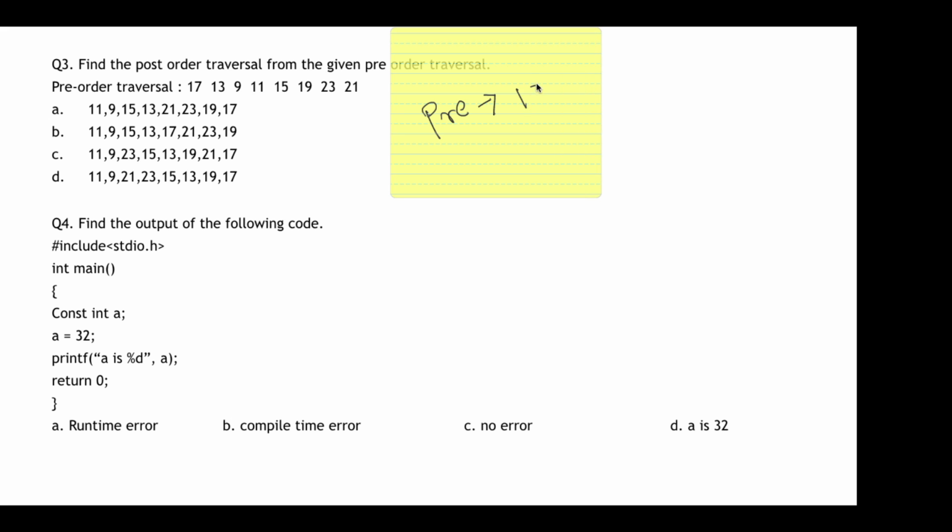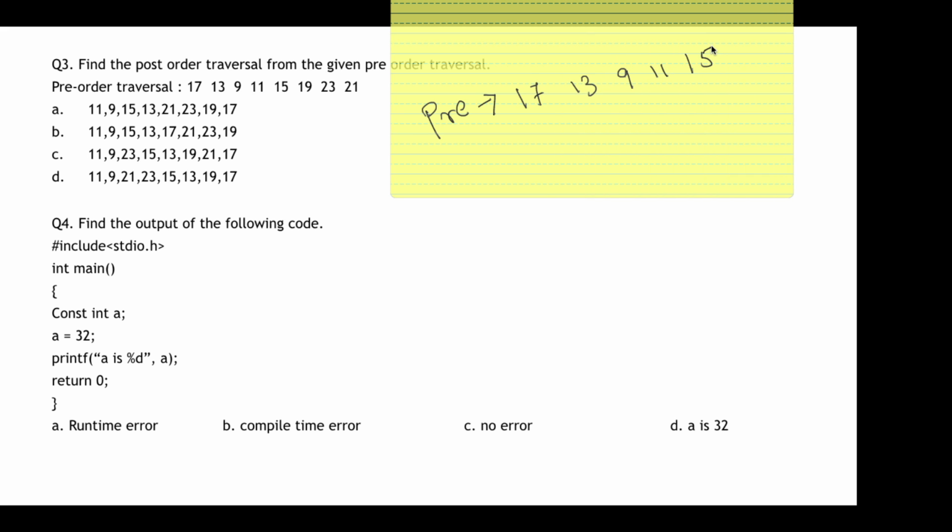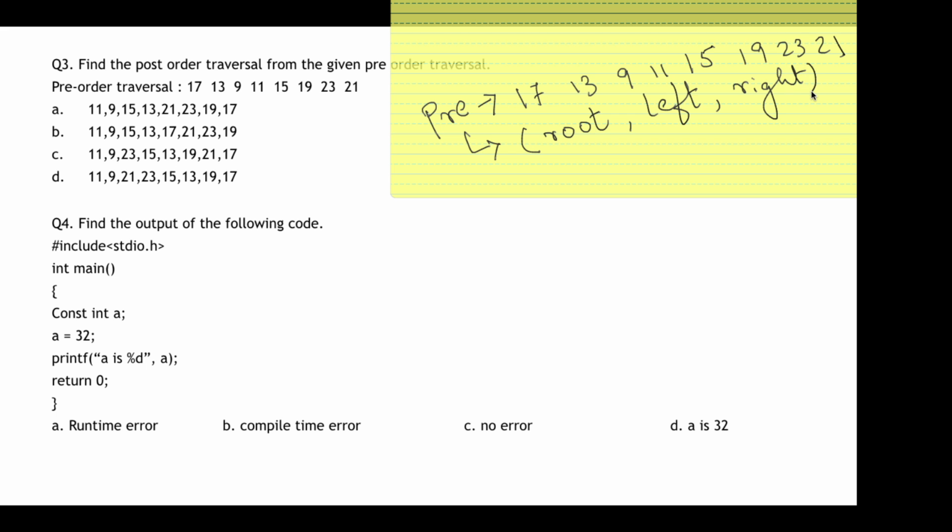The pre-order says it's 17, then 13, then 9, then 11, 15, 19, 23 and 21. Okay, we know in pre-order the first node is always the root node, the next node is the left node, then comes the right node. Okay, so following this concept, we need to find out the post-order traversal.